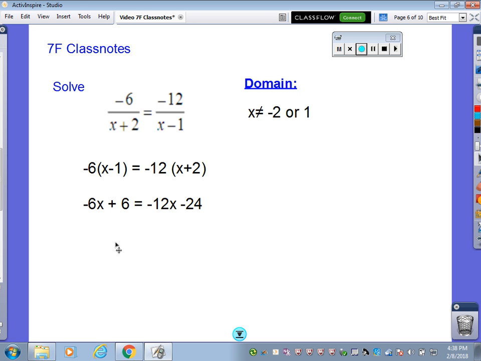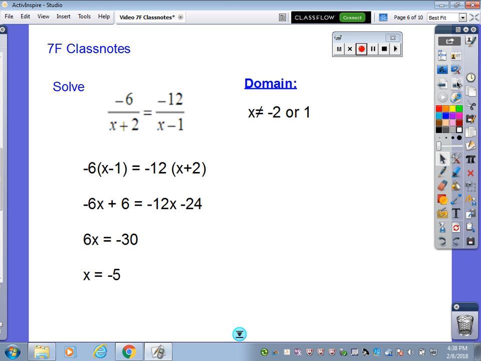Alright, solve the equation, get your like terms together. I'm going to add 12x to my -6x and get 6x, and then subtract 6 and get -30. Then finally we're going to divide and get -5. -5 is not one of our domain restrictions, so we're good to go. Make sure you plug it back in and double check your answers. So that's when you have a proportion.